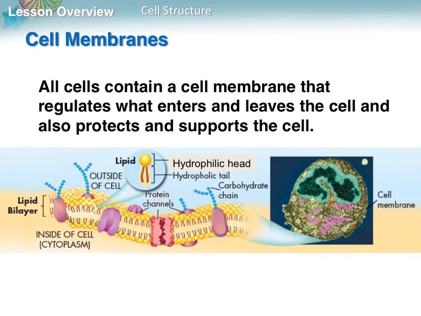All cells contain a cell membrane. That cell membrane regulates what can enter and leave the cell and protects and supports the cell. So two jobs: regulate what enters and leaves, and protect and support the cell.